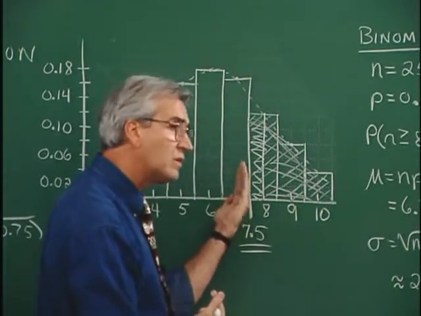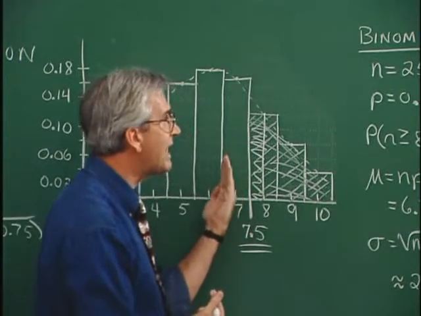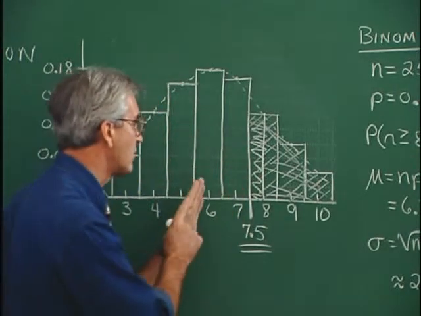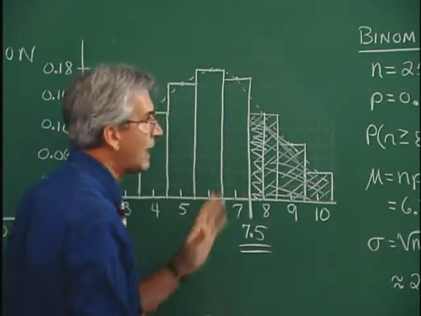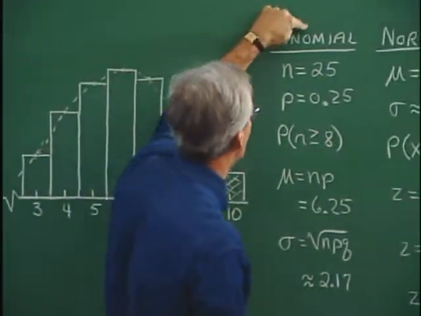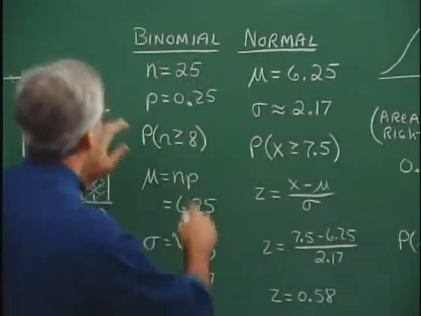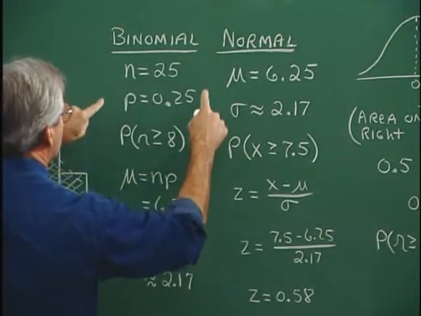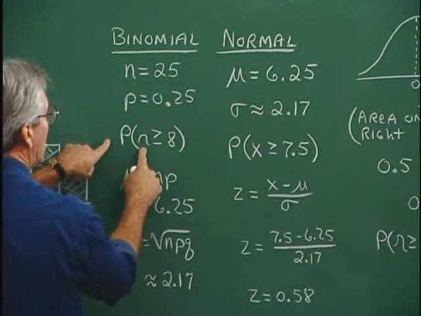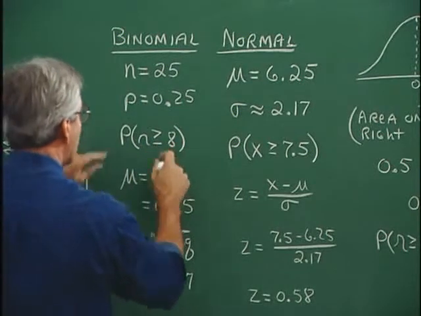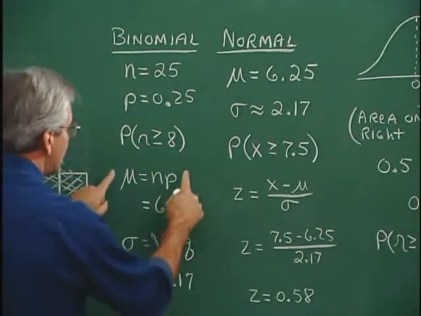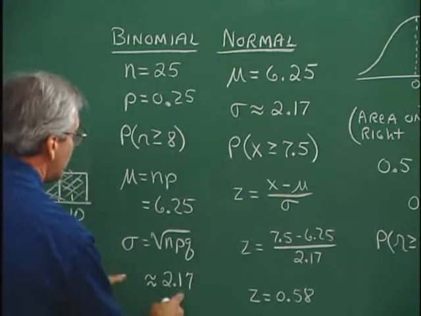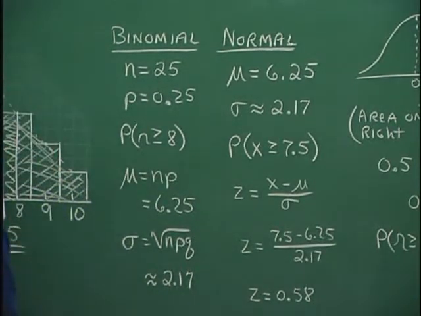So that's why we're using a 7.5 figure in the calculation for the normal distribution. Okay, let's review just a little bit. Binomial distribution, normal distribution. Under the binomial distribution, we had 25 trials, probability of success. We're looking for the probability that our successes is greater than or equal to 8. We go about the business of calculating mean and standard deviation. Good, we've already done those things.